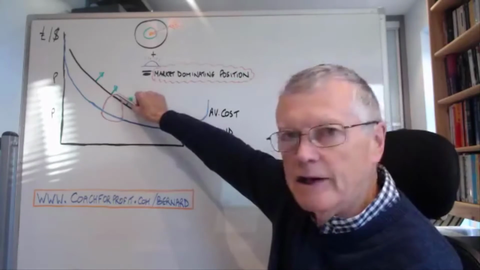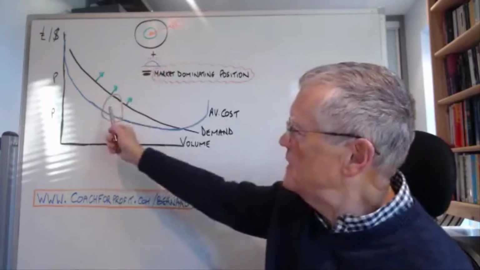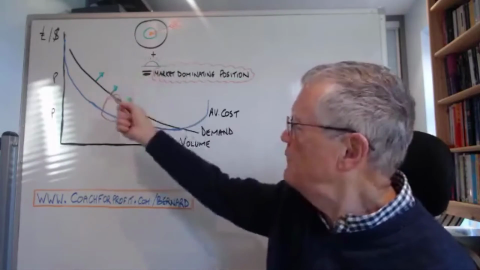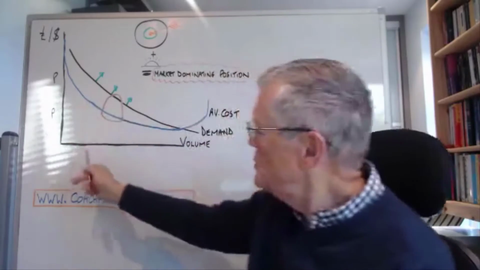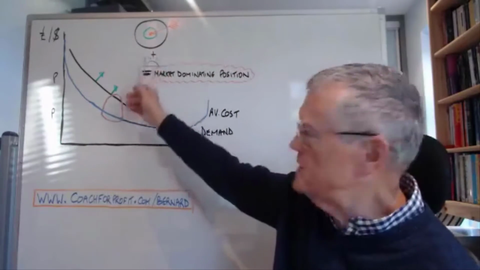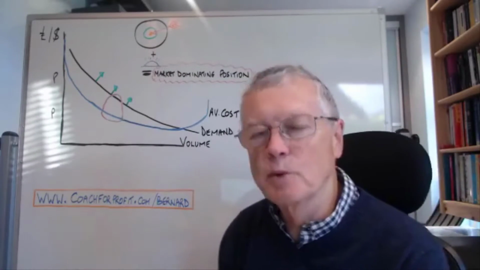But the only other way, certainly beyond the short term, to make more profit is to make your demand line, instead of looking like that, look something like this. In other words, make it move out and be steeper. And if you do that, then instead of selling this much at this price, you can actually charge a higher price and sell more volume. And that means you make significantly more profit.